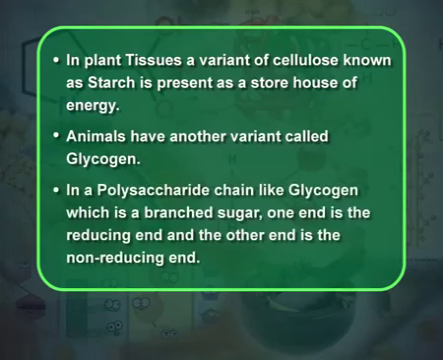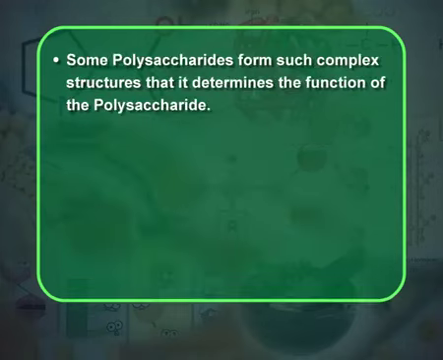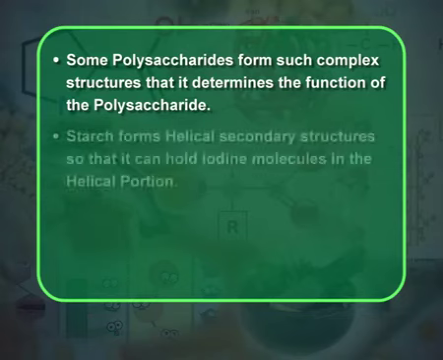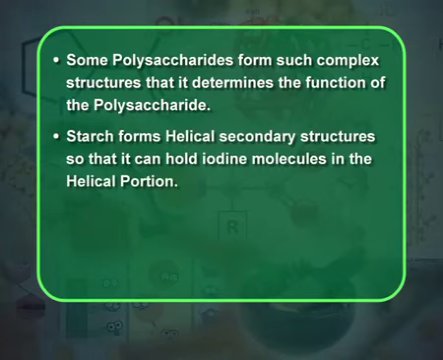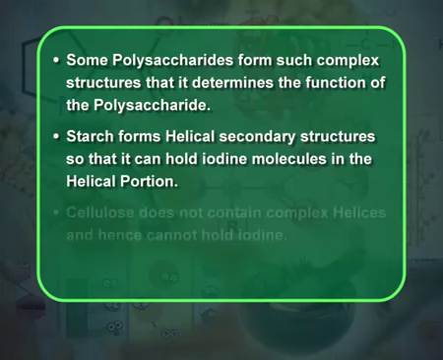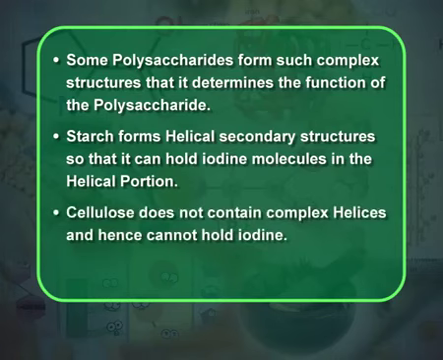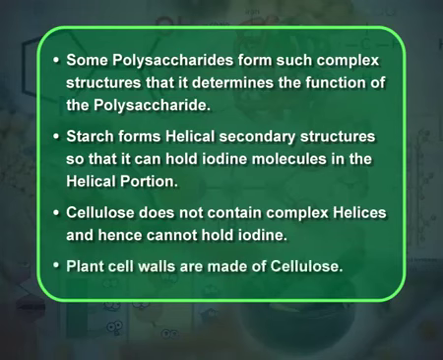In a polysaccharide chain like glycogen, which is a branched sugar, one end is the reducing end and the other end is a non-reducing end. Now some polysaccharides form such complex structures that it actually determines the function of that polysaccharide. For example, starch forms helical secondary structures so that it can hold iodine in the molecules of the helical portion. Cellulose does not contain these complex helices and therefore it cannot hold iodine. Now plant cell walls are made of cellulose. Even paper made from plant pulp is cellulose and cotton fiber is also mainly cellulose.